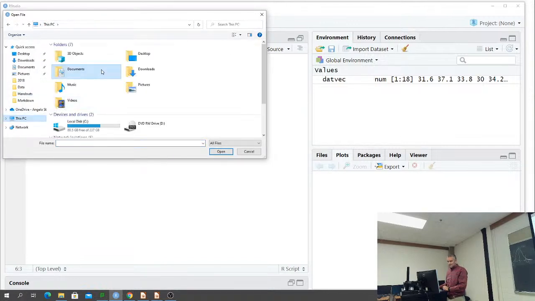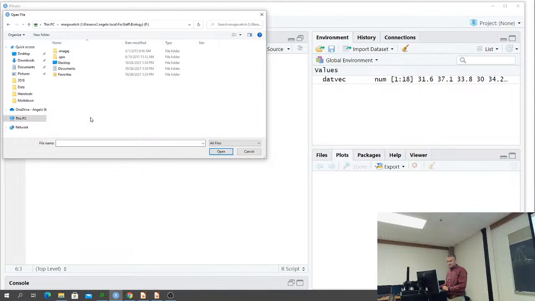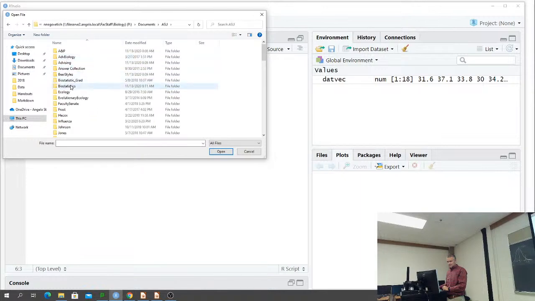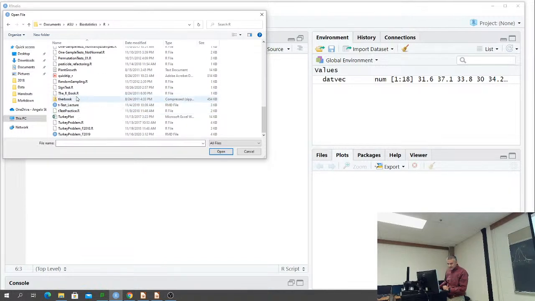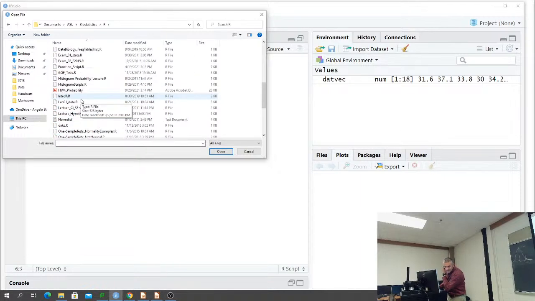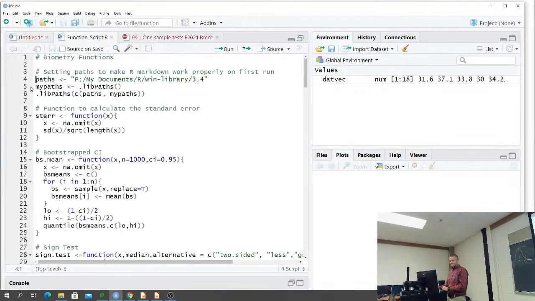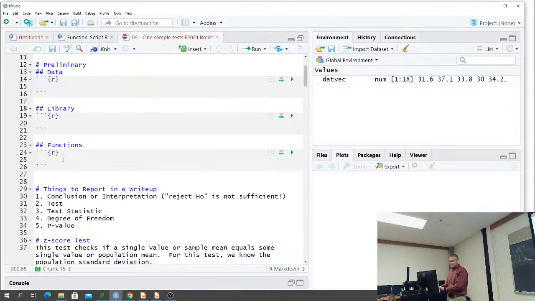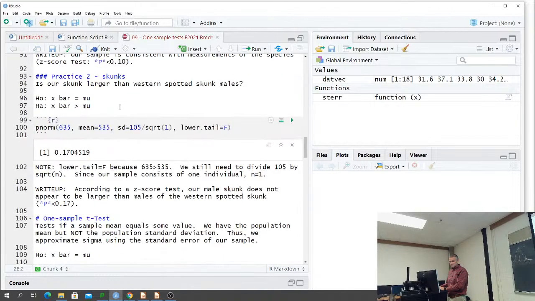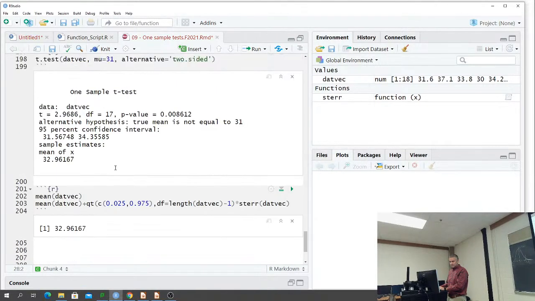So let me open up my useful functions. What did I call it? Function script. There it is. Open that up, grab my standard error, copy it, paste it into my functions. Now that's our output. There's our 95% confidence interval. You'll see that they are the same numbers.